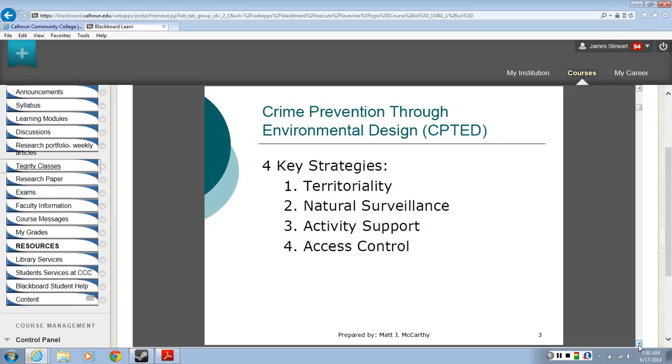Really, if you want to have a secure location, you control access to it. Maybe you have a gate guard. You have somebody only let certain people in. A prison is an excellent example of crime prevention through environmental design. And what crime are they trying to prevent? Escape.